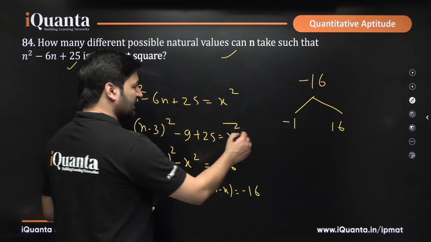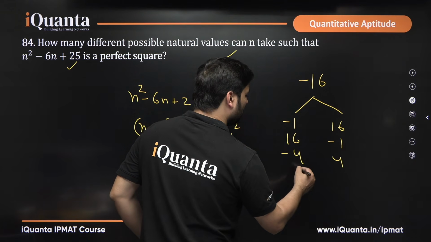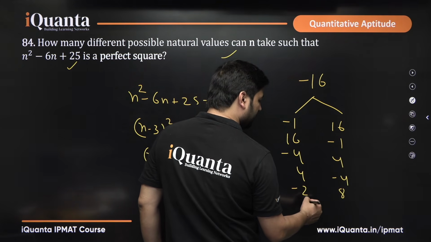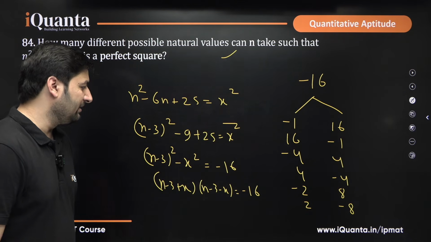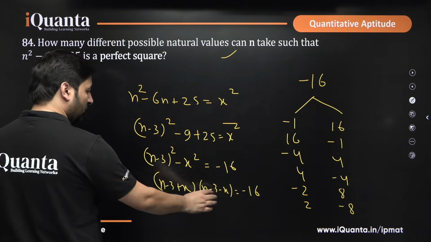So, minus 1 into 16 or 16 into minus 1, then minus 4 into 4 or 4 into minus 4, or minus 2 into 8 or 2 into minus 8. All of these cases are possible. Here, what do you get if you add both of them?